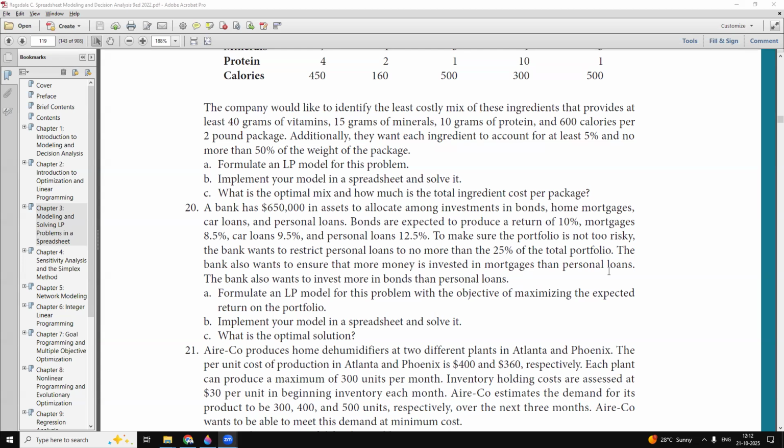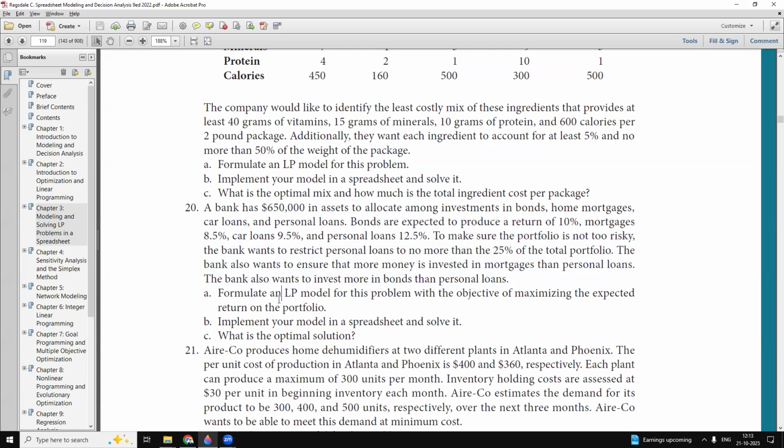So today in this video, I'm discussing question number 20 from chapter number 3. A bank has $6,050,000 in assets to allocate among investments in bonds, home mortgages, car loans and personal loans. In this question, various constants are provided, and the question asks three parts.